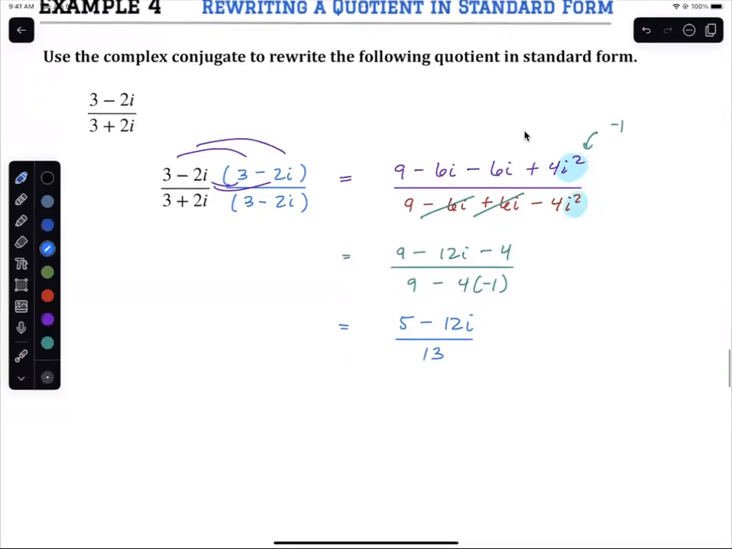Okay, and we can't leave it like this because we want it as a plus bi. So because both of these numbers are over 13, I'm going to split this apart into the real and the imaginary part. So 5 over 13 minus 12 over 13 i.